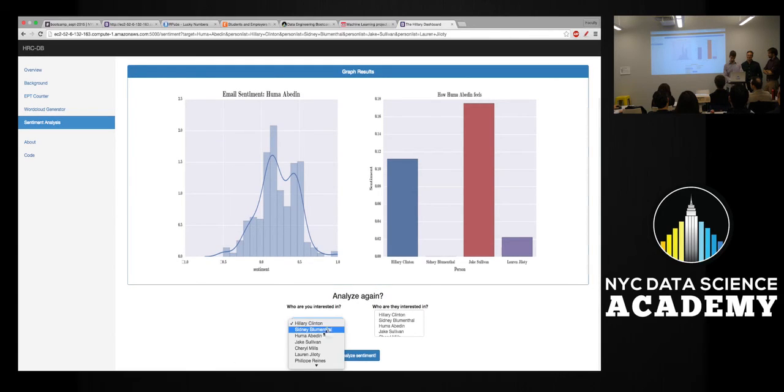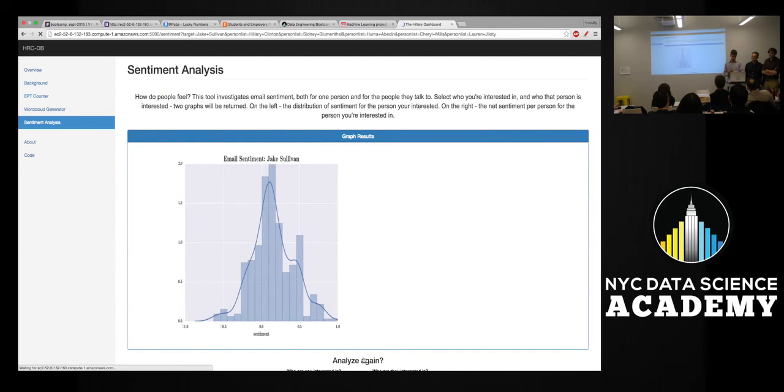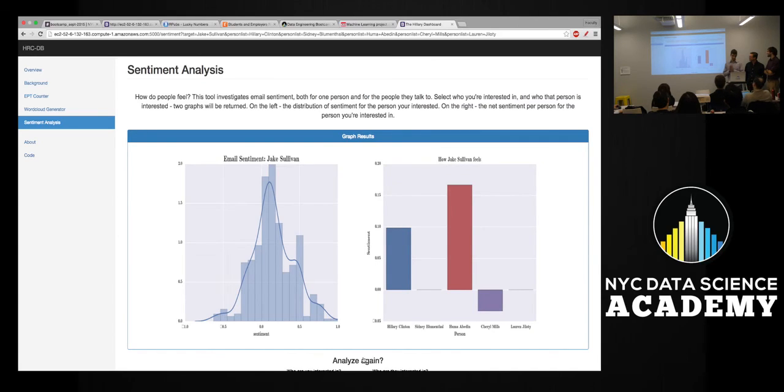Let's do one more. Just once again, we're playing with these tools too, which is the entire point. So let's do, I don't know, Bill Clinton. No, Bill Clinton wasn't really in these emails at all. Huh. So let's do Jake Sullivan. I imagine that she does use her personal email account for those emails. I hope so. Bad experience. Jake Sullivan. Ooh, that's interesting. We haven't seen that before.